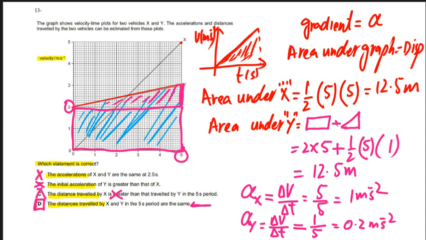So this is how we can answer this question. The only tricky part is that students often make mistakes with this part. They don't count the area of the rectangle. So you need to understand, if this is the situation, you have to consider the area of the triangle and the area of the rectangle.